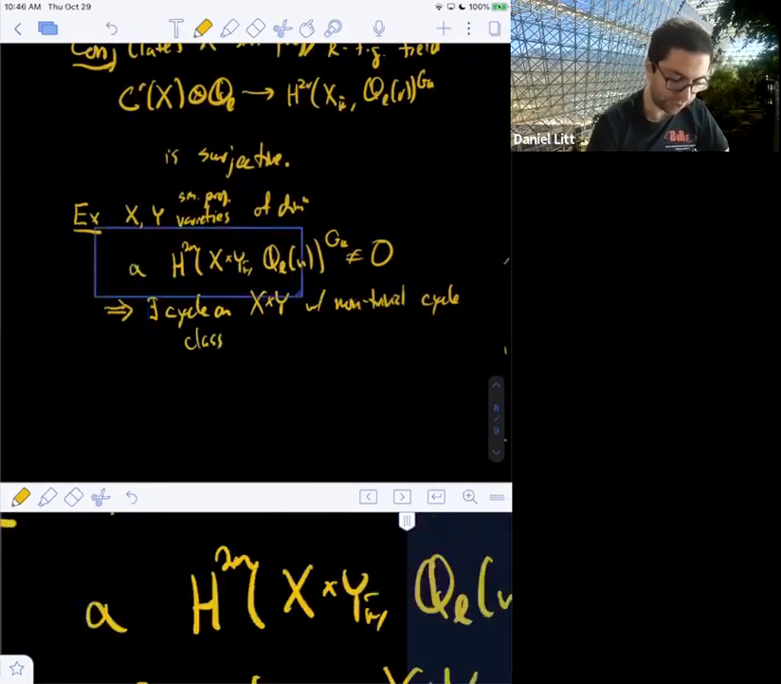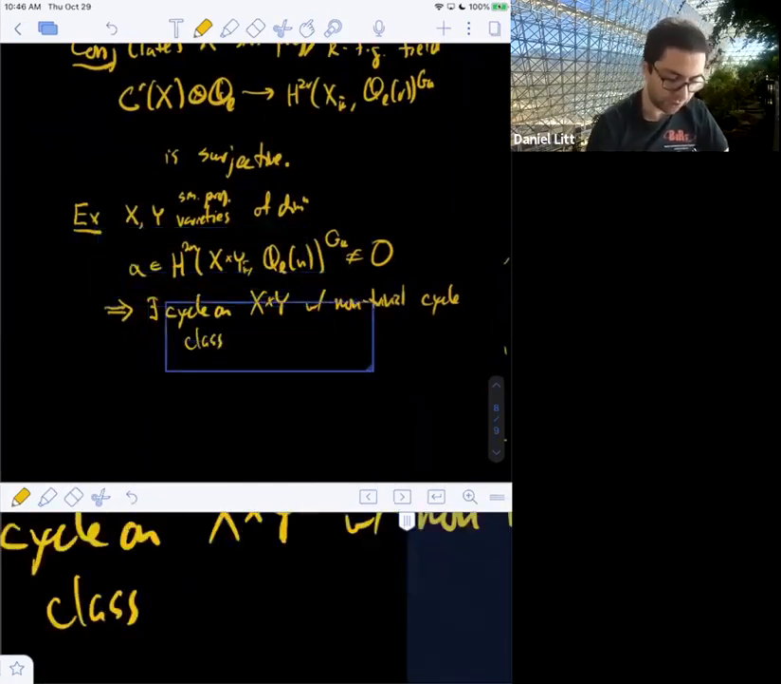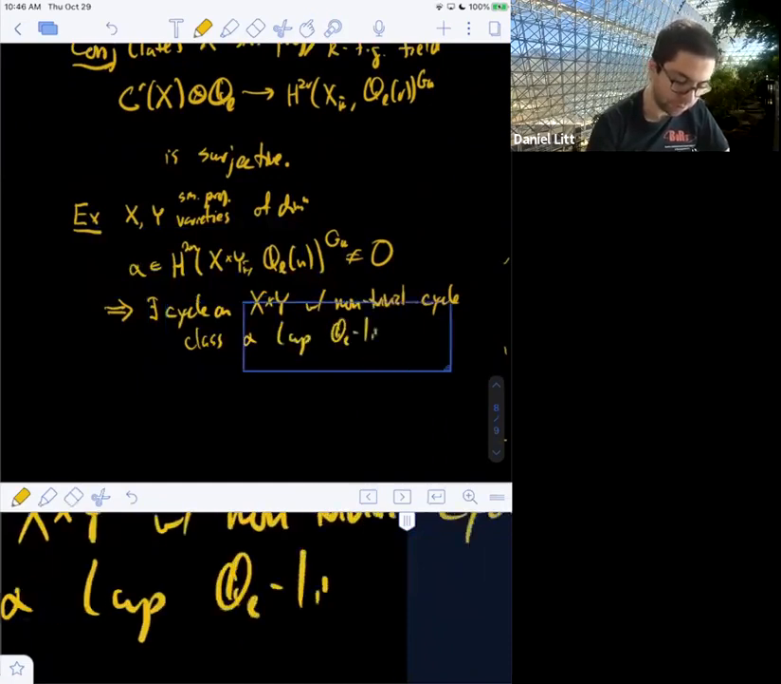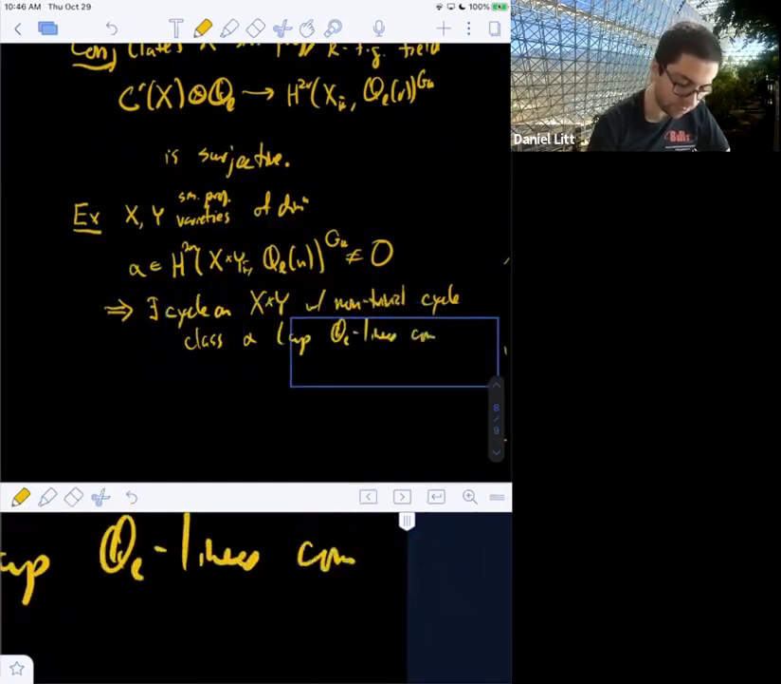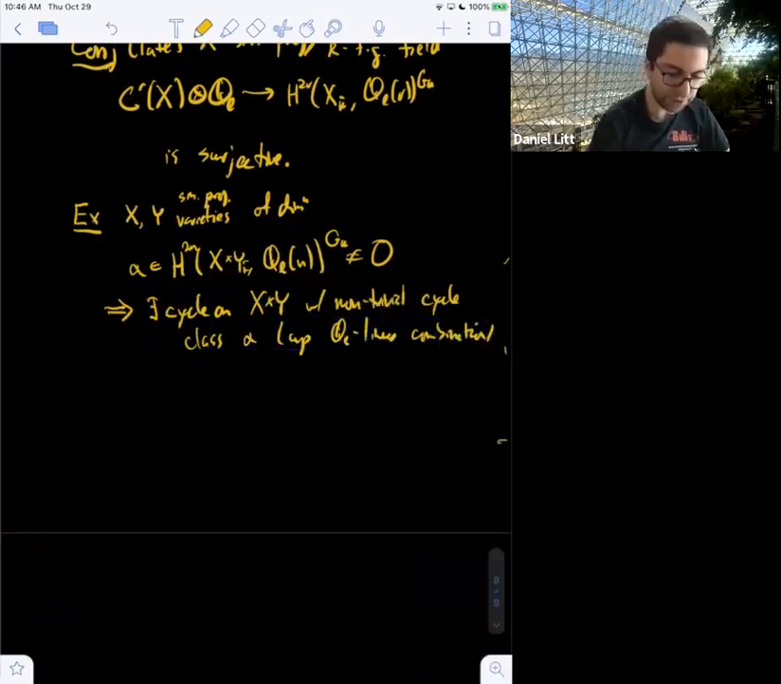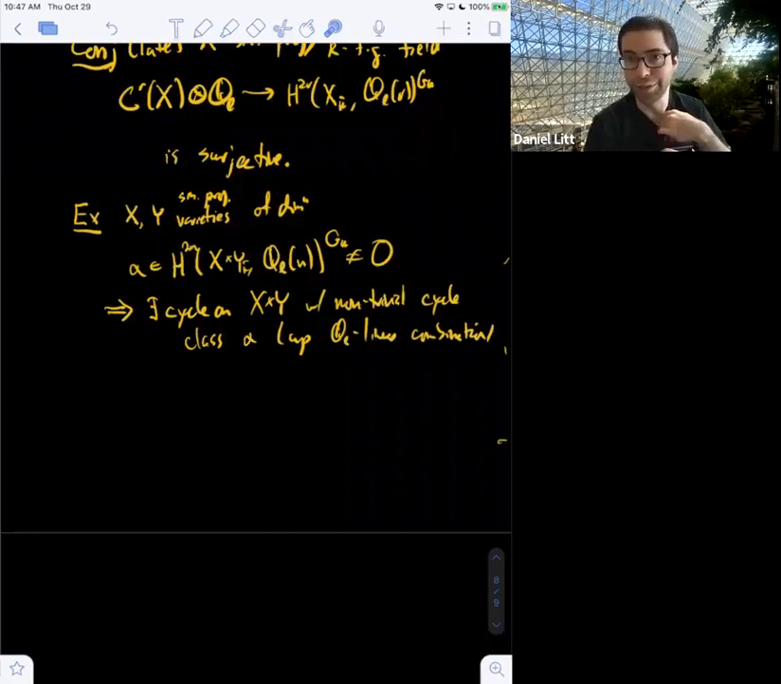So suppose we have alpha in here, a non-trivial cycle class alpha, up to some QL linear combination. In particular, if you think of this alpha as a map on cohomology, which I haven't quite told you how to do yet, the easiest way is to use Poincare duality, so we'll see it soon. Then the statement is that that map is somehow induced by a cycle.